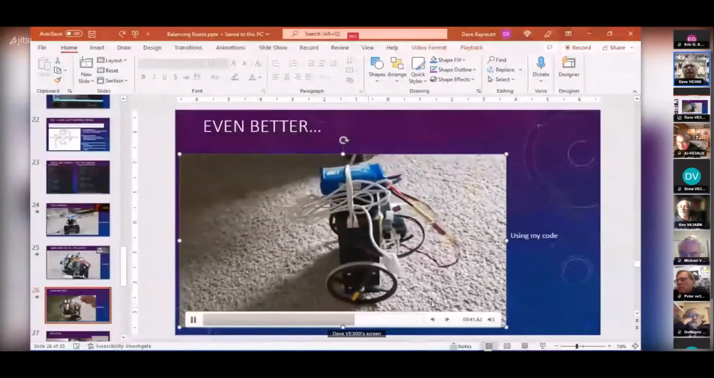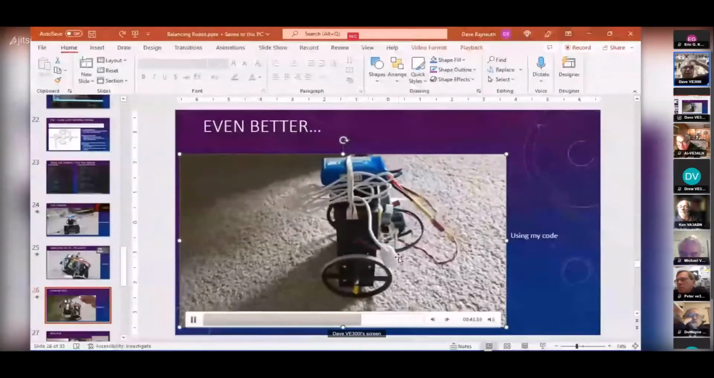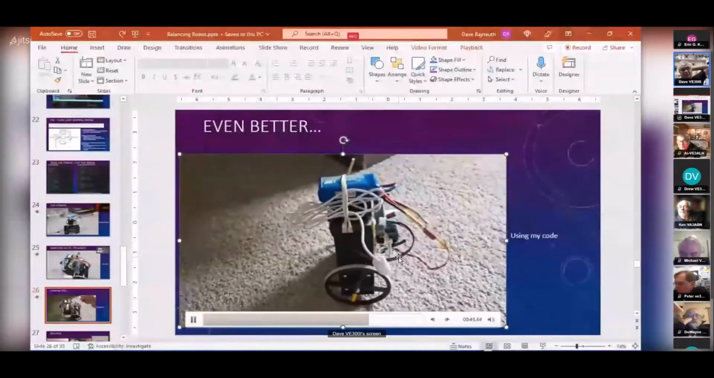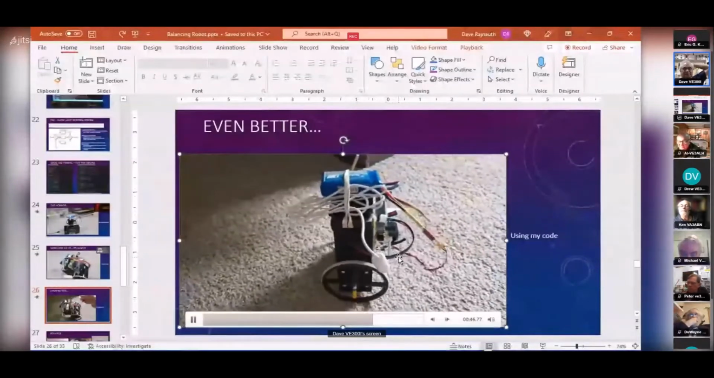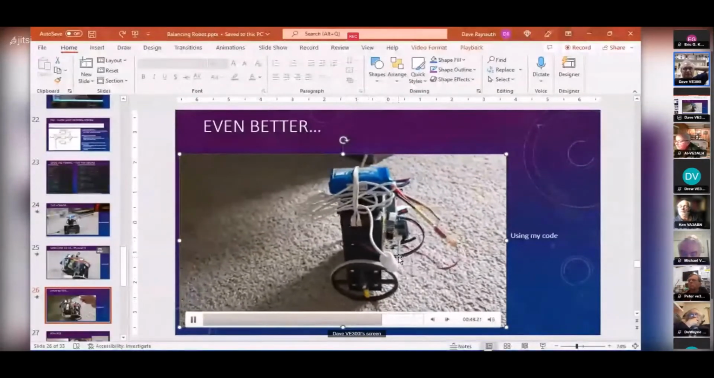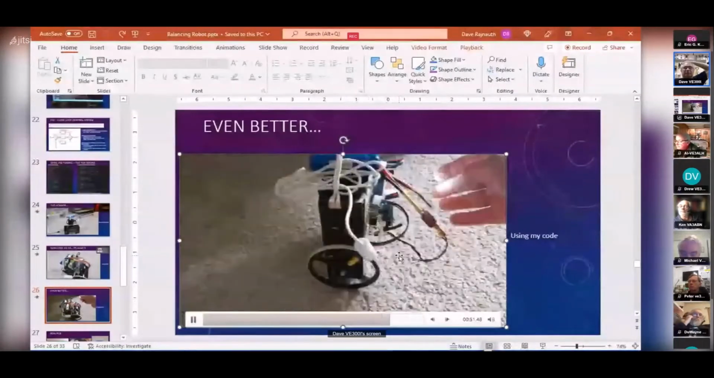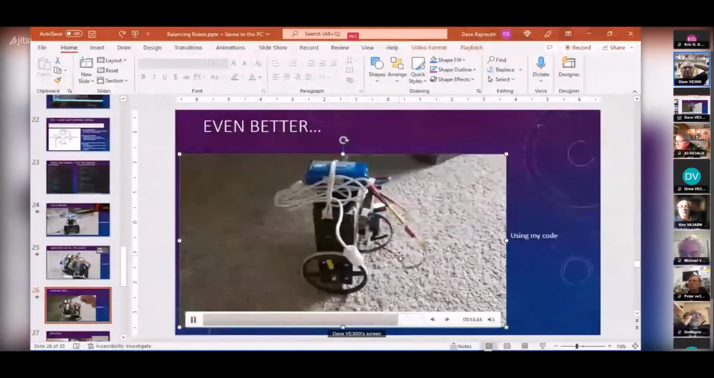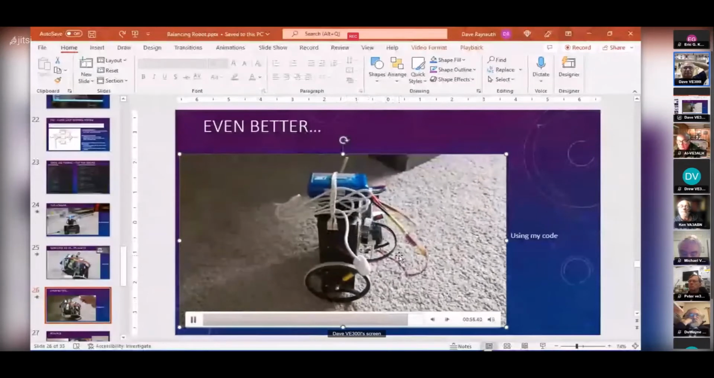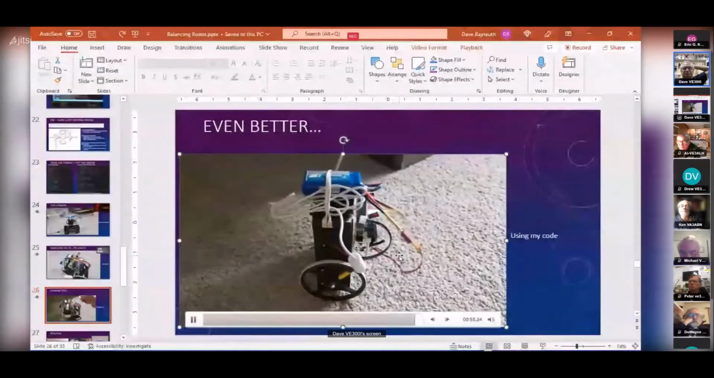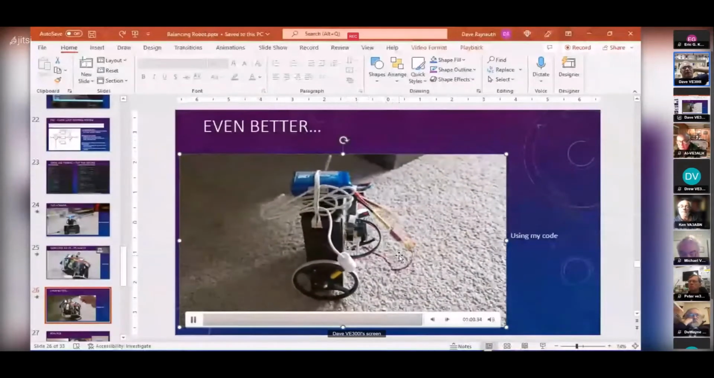So again, this is using my code. You could hear my son laughing there in the background.